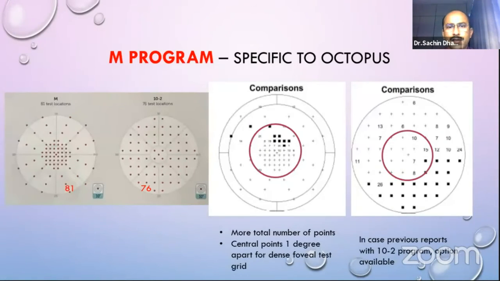Now, the M program, which is specific to Octopus, is also slightly different. The targets are oriented just 1 degree apart in the center with a dense central grid and then the radial points. You have 81 test locations vis-a-vis the 76 test locations of the Humphrey, where the central grid is relatively sparse. And again, you have options of using both the programs. So if you have a historical 10-2, you can use a 10-2. If you don't have a historical 10-2, you can start with the M program.